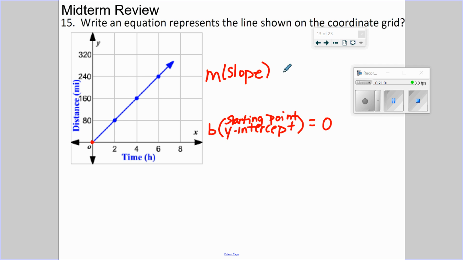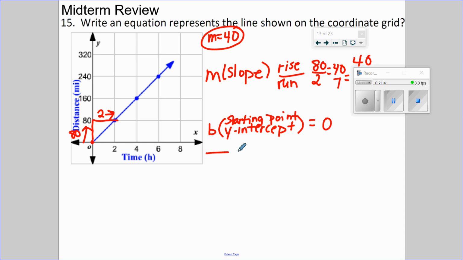The slope, we could do rise over run. So I start at 0, I go up to 80, and then I go to the right. So if I look, it's a positive line. I went up 80 from 0 to 80, and then from 0 to 2, I went 2 to the right. So now I substitute. My rise was 80, my run was 2, reduced to 40 over 1, which equals 40. So my m is 40.